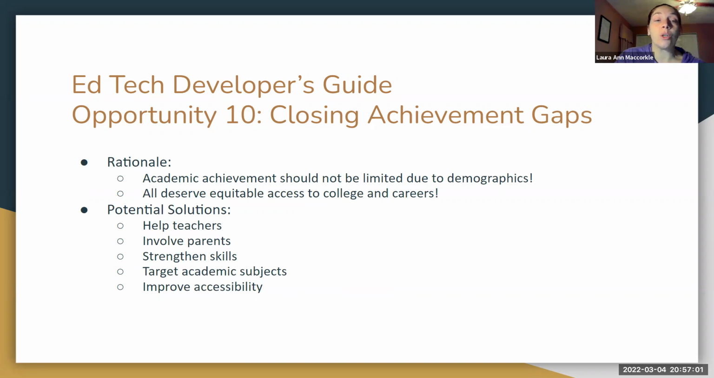The rationale for why this is a problem is that academic achievement should not be limited due to demographics, and everyone deserves equitable access to both college and careers. Some of the potential solutions discussed in the article are those that were discussed for opportunities 1 through 8 as well, such as help for teachers to support their students, involving parents to promote engagement, strengthening skills, both cognitive and non-cognitive, targeting academic subjects, and improving accessibility. Again, all of these are incorporated in our educational app design.